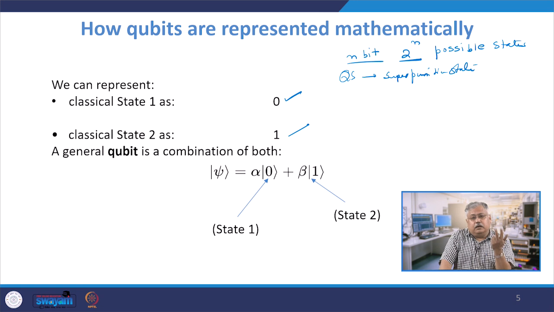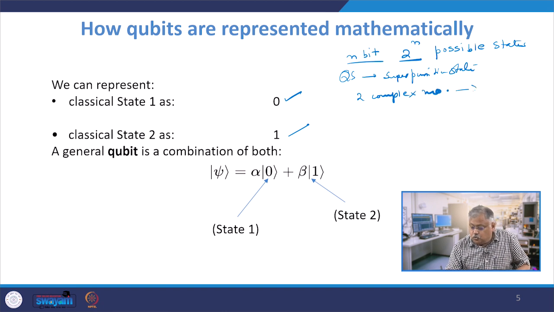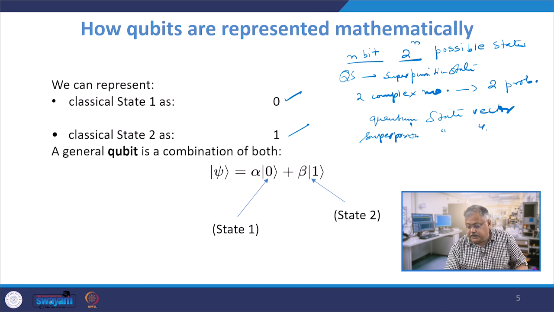The weight can be 0.5 of each, right, and that is possible. So, it is basically defined as a non-zero probability, or a non-zero probability amplitude in a sense. Okay. Now, a qubit requires basically 2 complex numbers. It requires 2 complex numbers to describe 2 probabilities, right, and we define this to be a quantum state vector, or a superposition state vector, right. That is how you define it in a 2-dimensional complex space as such.